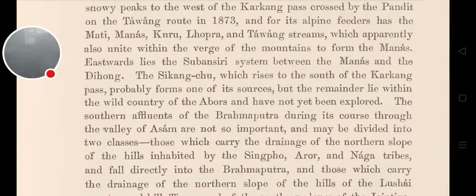Eastwards lies the Subansiri system between the Manas and the Dihong. The Sikangchu, which rises to the south of the Karkang Pass, probably forms one of its sources, but the remainder lie within the wild country of the Abars and have not yet been explored.